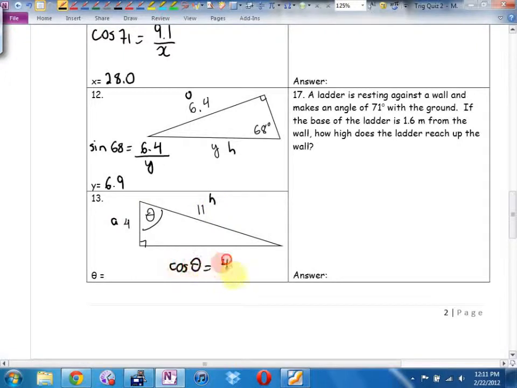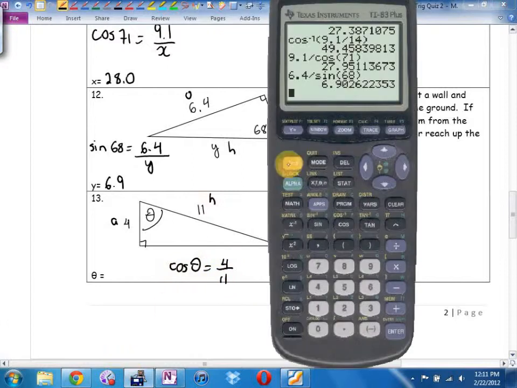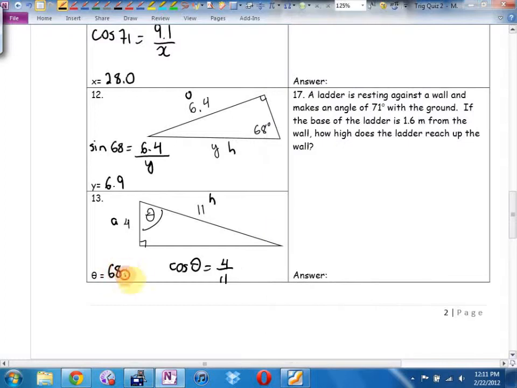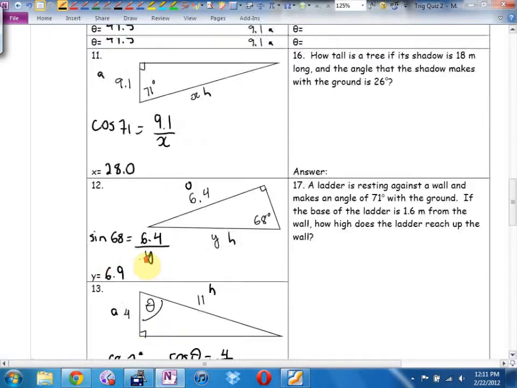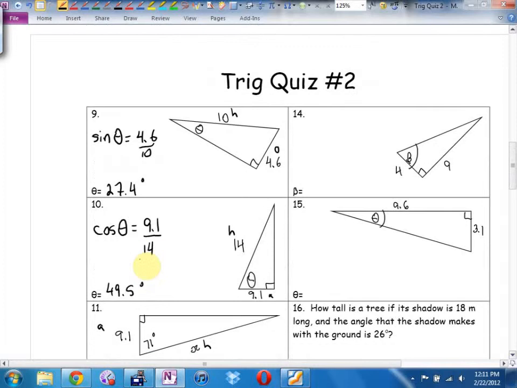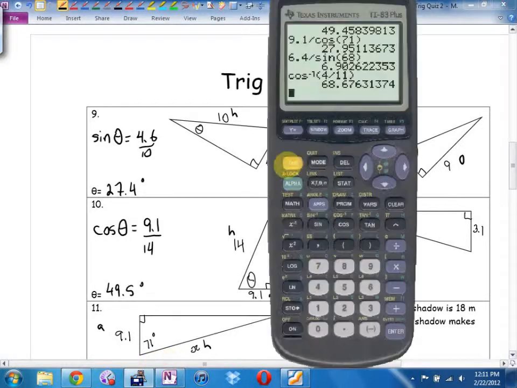Theta equals 4 over 11. Wants me to find an angle. 68.7 degrees. Opposite, adjacent. Hey, it's tan! Tan of beta, that little funky letter there, 9 over 4, opposite over adjacent. 9 over 4. 66 degrees.